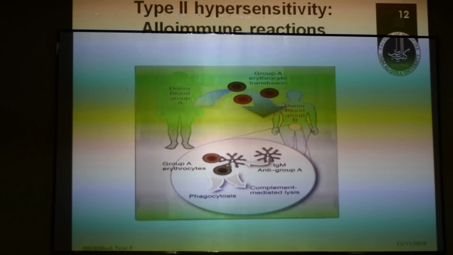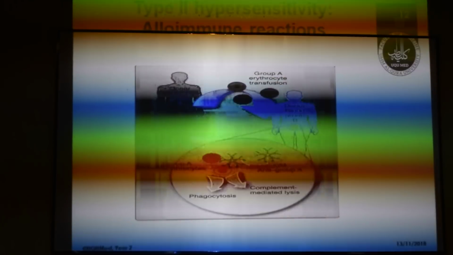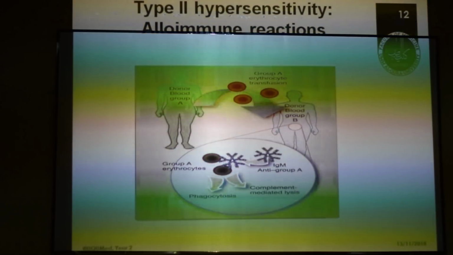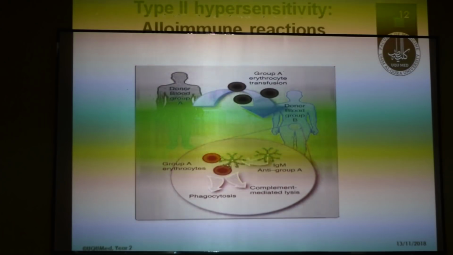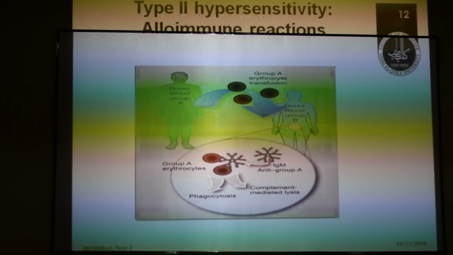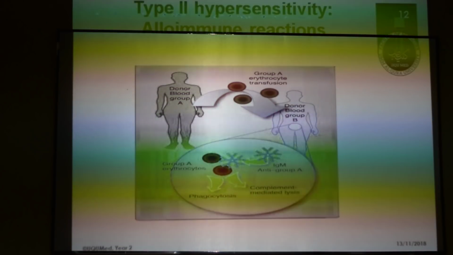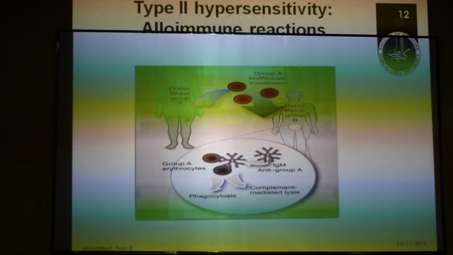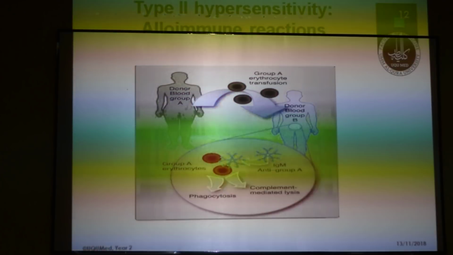The donor has the A antigen on his red blood cells, and the antibodies will directly bind to it. Of course, there will either be complement mediated lysis, as IgM will trigger the classical pathway, or there will be phagocytosis. Macrophages will engulf it and cause damage to the red blood cells.